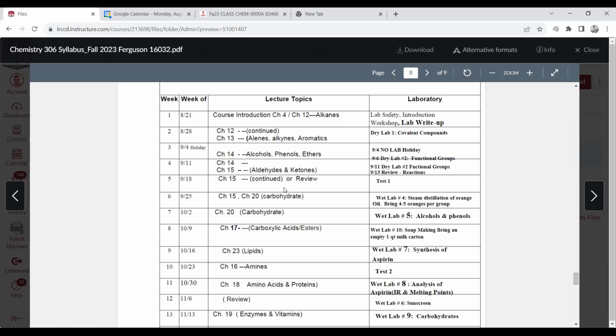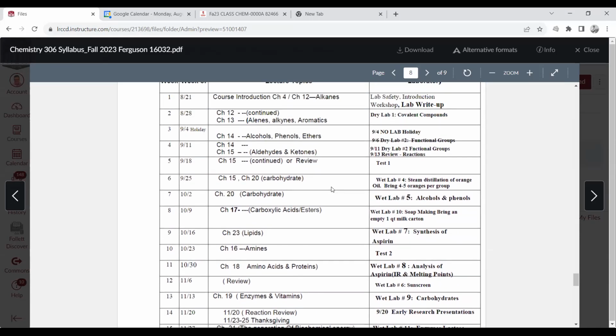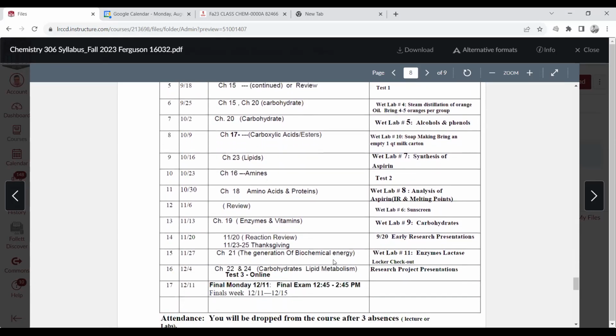I can give you old tests as an idea of how long they are and how I ask questions. In fact, I'll be posting that. Can someone send me an email to remind me to post a practice test for test 1? And I'll post that in files and modules. Okay, but anyway, this is our schedule. And I noticed one problem: the sunscreen is a dry lab, not a wet lab. I just noticed that.